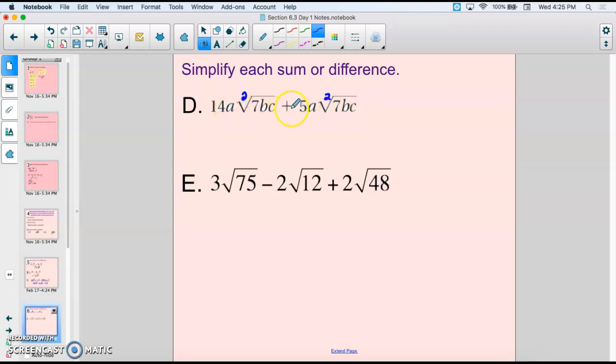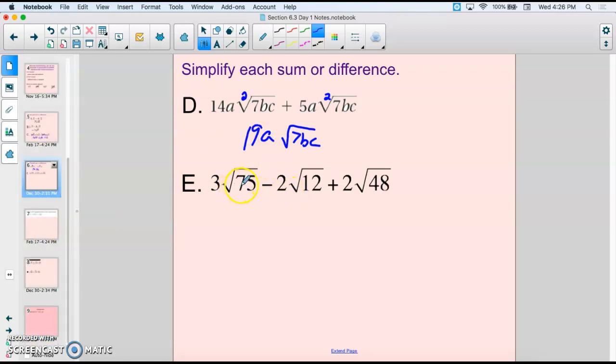Now, don't get thrown off here. We're adding stuff together. When you add, life is pretty easy. What's going to happen is, when all is said and done, we're combining 7bc's together, right? Now, how many do we have? Well, 14a plus 5a, that would be 19a of them. When we're adding, the a's are like terms as well, right? So we combined like terms twice in this problem all together.